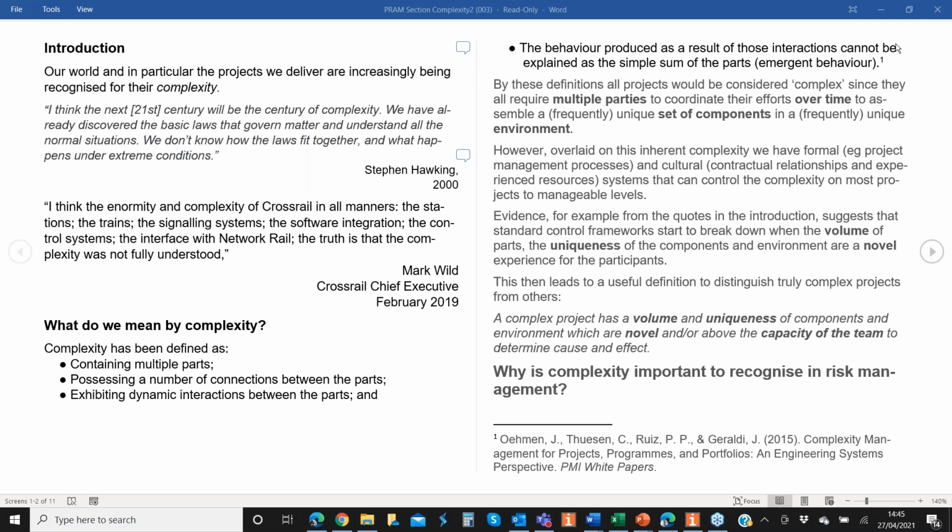So then moving on to what I would offer as being a definition. And this has had a bit of work. It's not just my work. I keep referring to it as just my work. Graham and Greg have also been involved in developing this. So between us, we came up with this definition. A complex project has a volume and uniqueness of components and environment which are novel and or above the capacity of the team to determine cause and effect. So I'd just be interested in people's views as to whether that is a good definition, or is it a bit wordy, or any thoughts on how that might evolve?